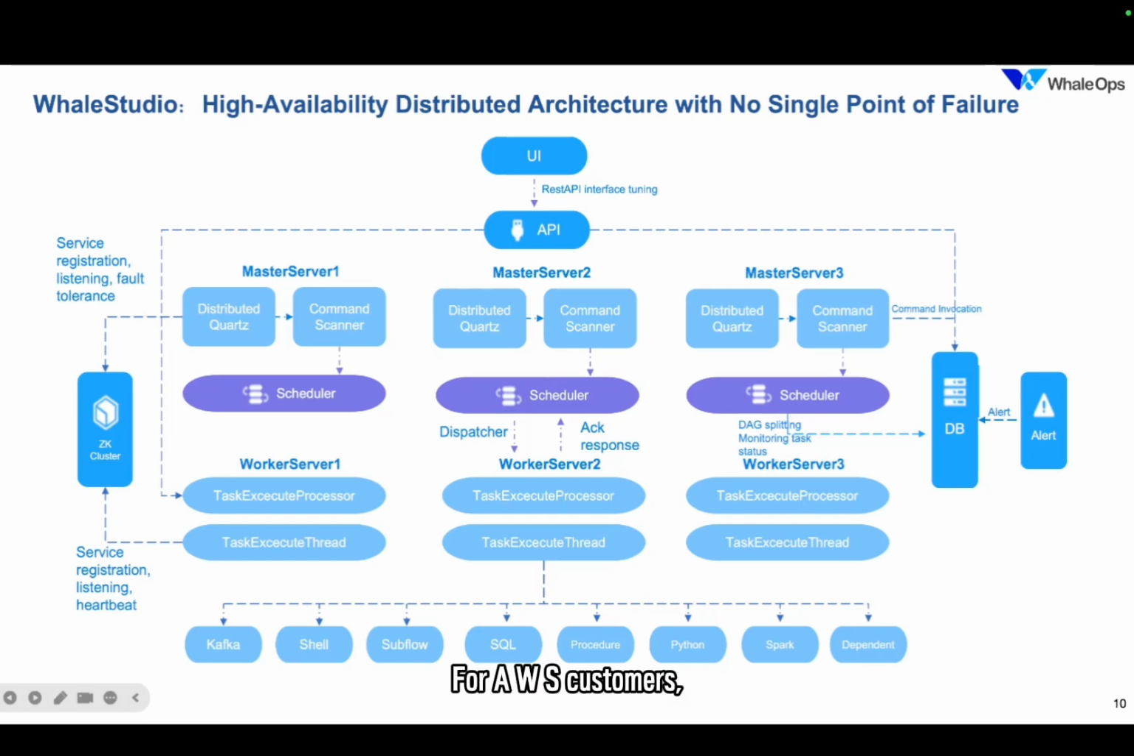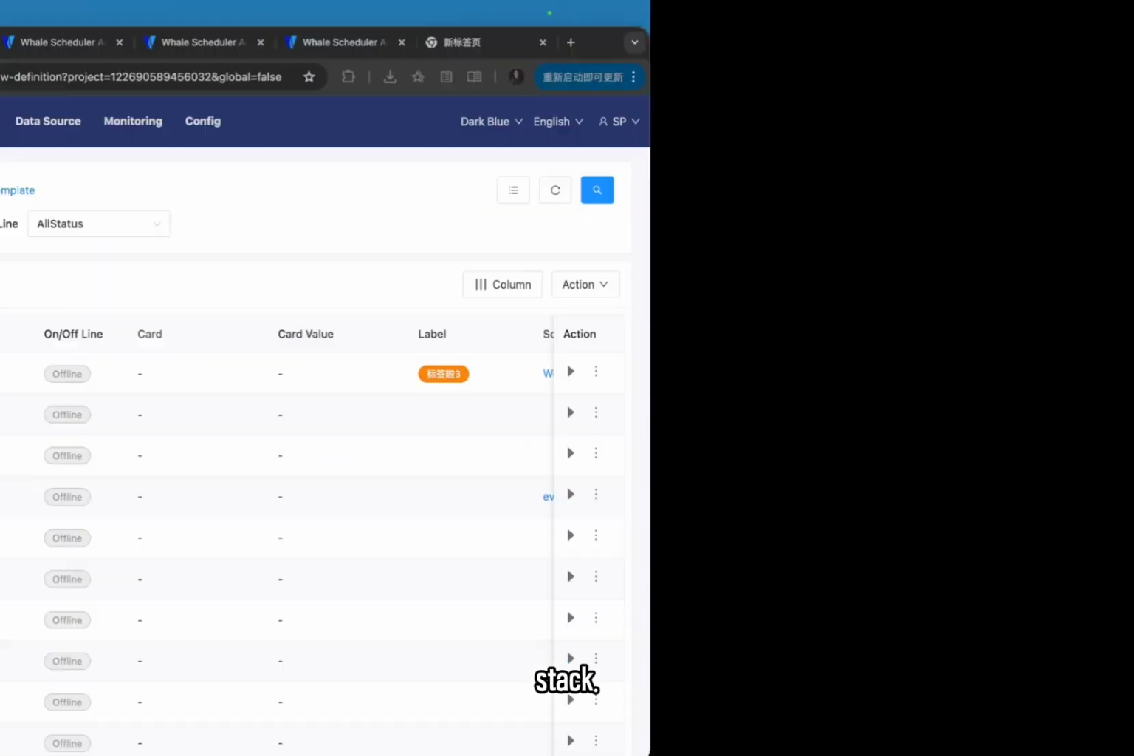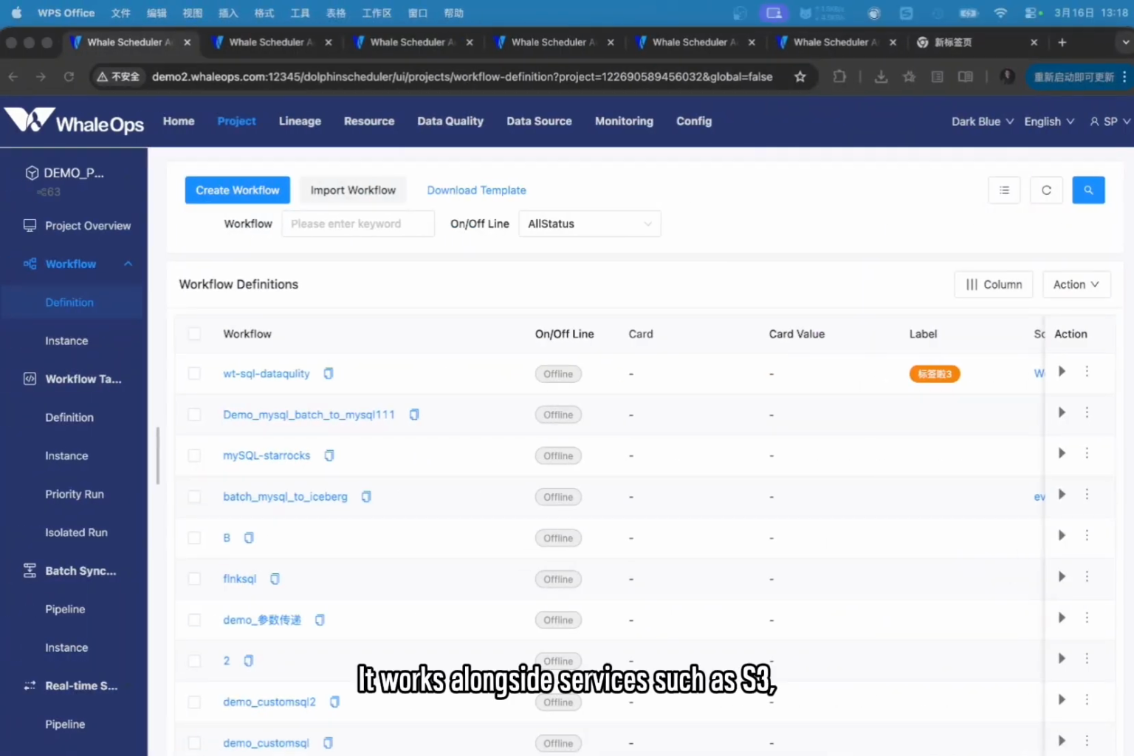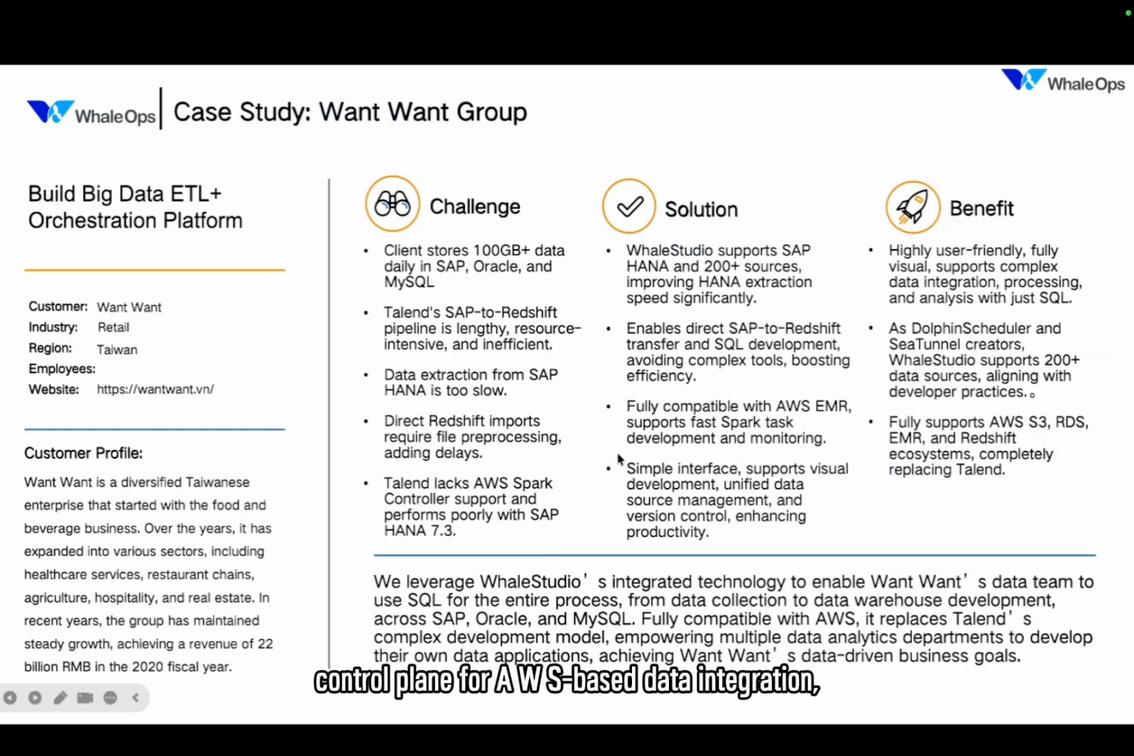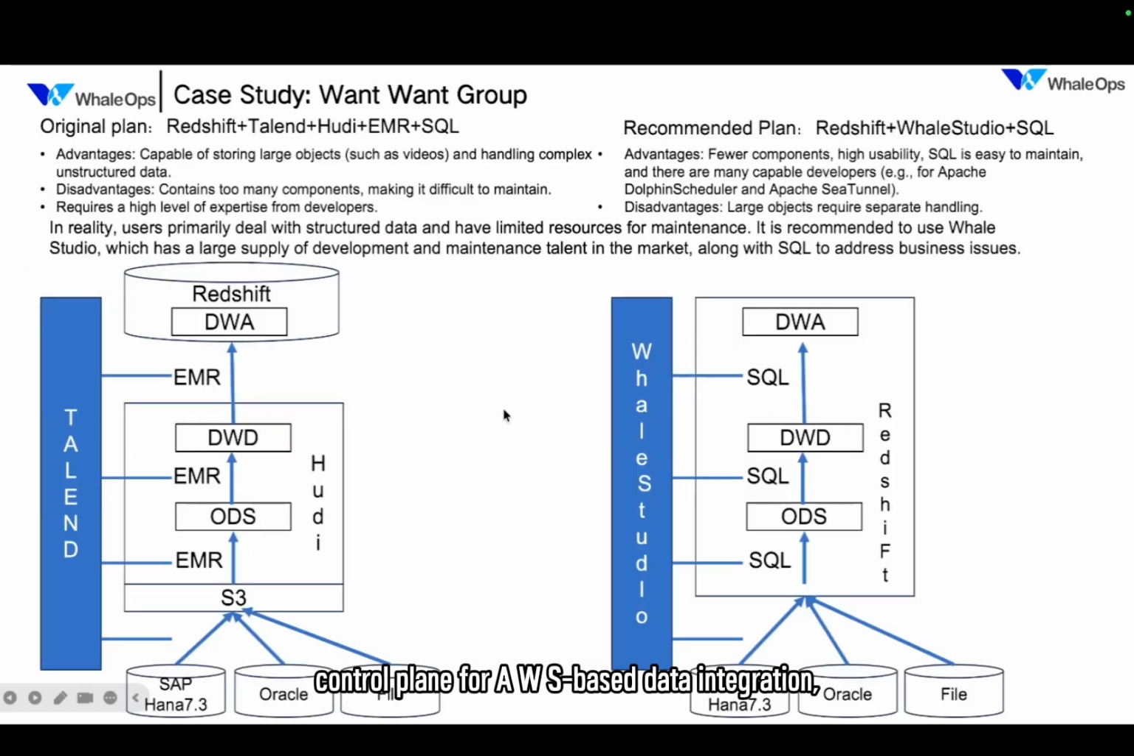For AWS customers, WhaleScheduler fits naturally into the modern cloud data stack. It works alongside services such as S3, RDS, Redshift, and EMR, and WhaleStudio case studies in the deck position it as a unified control plane for AWS-based data integration, SQL development, orchestration, and monitoring.